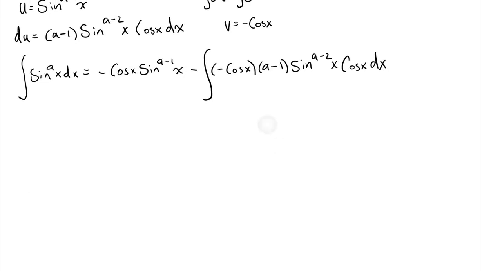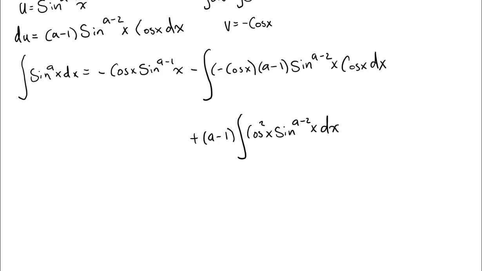So the negatives will cancel out, you get a plus the integral, and actually let's write this a minus 1 on the outside, that way we don't have to deal with it on the inside of the integral, times the integral. Well, the two cosines will multiply together, you get cosine squared of x, sine to the power of a minus 2 of x dx.